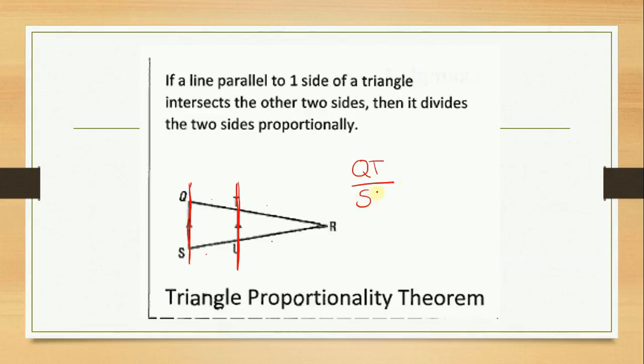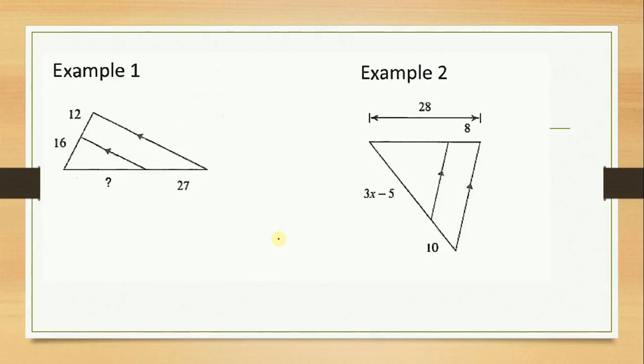over SU would be equal to TR over UR. So this piece over that piece is this piece over that piece. You could also go QT over TR is equal to SU over UR as well. Many different ways to set that kind of problem up. Go ahead and open up that tab and you will see these two problems to work on. So we're going to go through these couple of problems and then we'll move to the next tab as well.